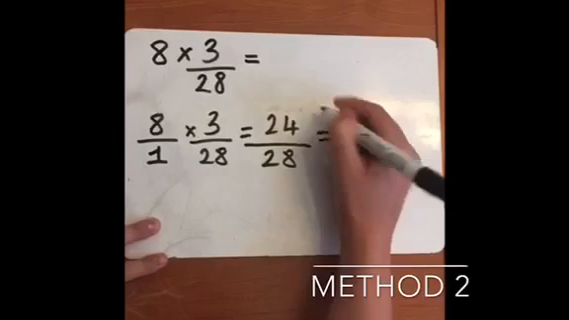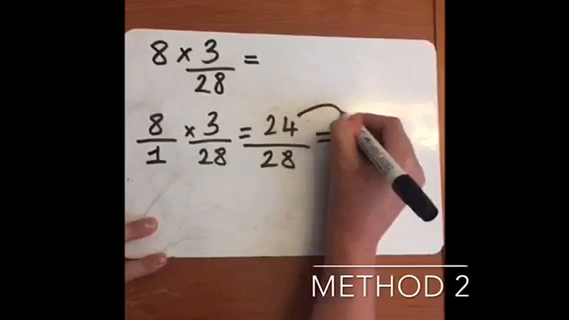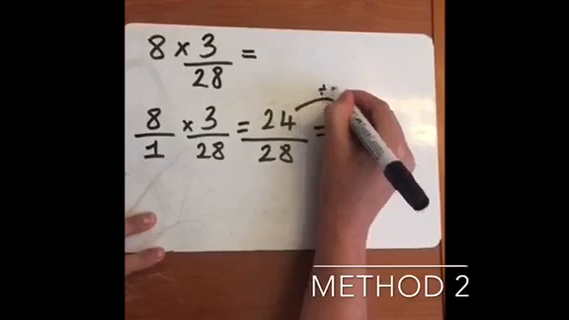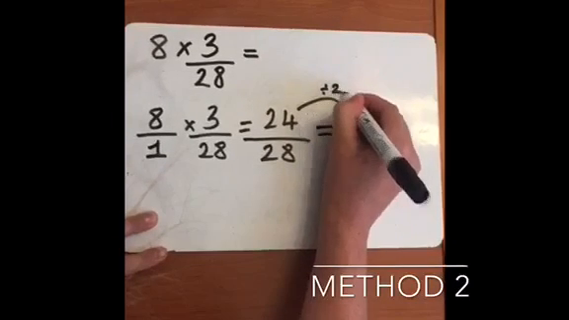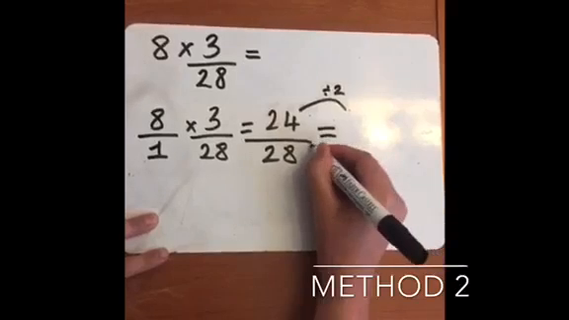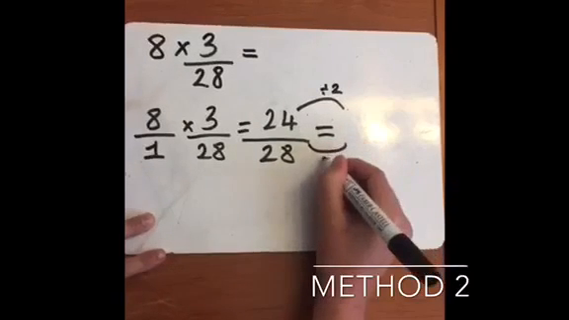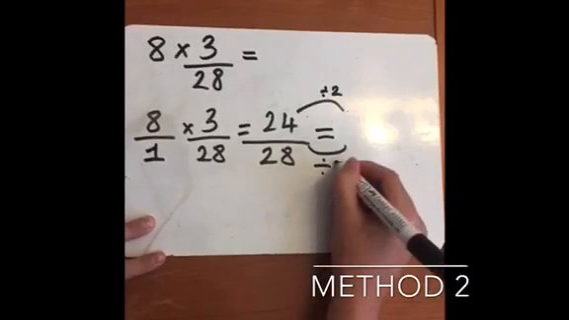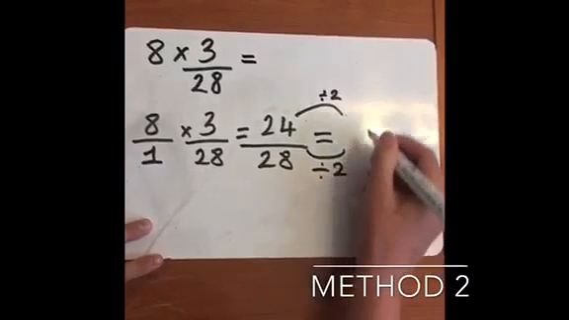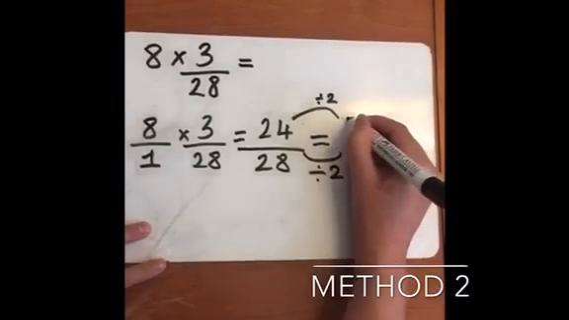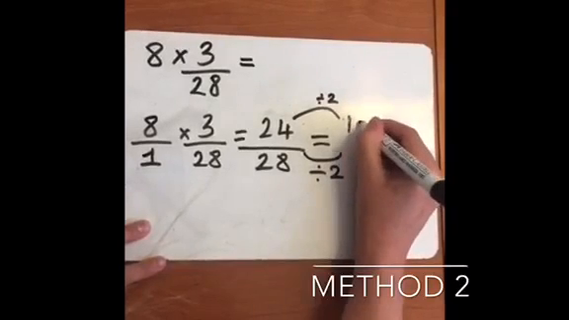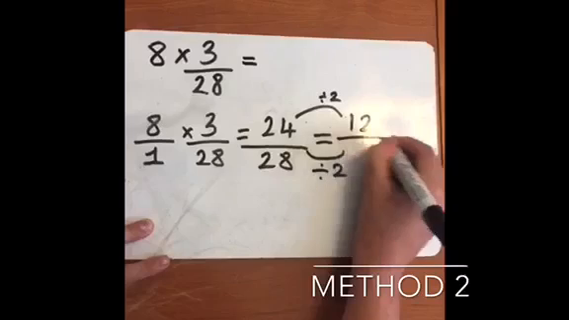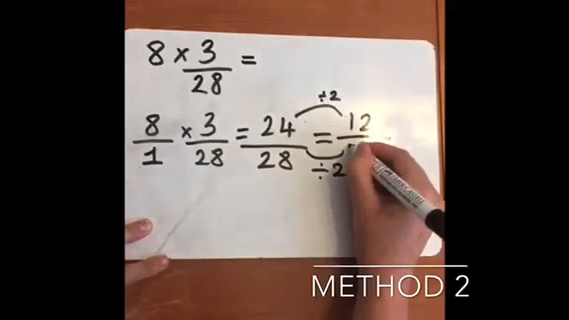So here we're going to use method 2 that we taught you in yesterday's video, where we keep dividing by 2 or halving all the time that the numbers are both even. So we're going to divide the numerator by 2 and the denominator by 2. And like I said, this is possible because both are even. So 24 divided by 2 is 12, and 28 divided by 2 is 14.